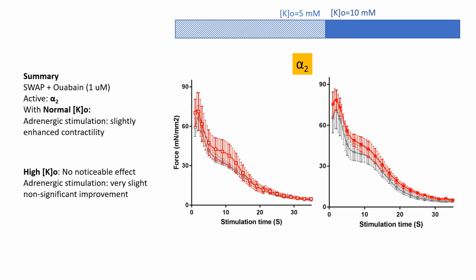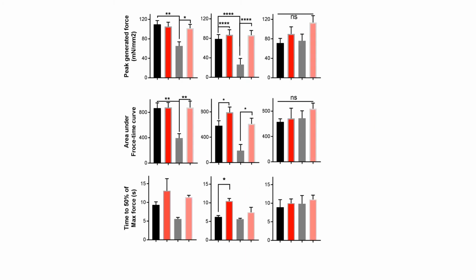When we have swap treated with a low concentration of ouabain, which gives us alpha 2, normal extracellular potassium has no effect, and adrenergic stimulation slightly enhanced contractility. With high extracellular potassium, there is no noticeable effect of the high extracellular potassium when we have alpha 2 only, and also adrenergic stimulation has a very slight and non-significant effect on the muscle contractility. Compare red versus gray here.